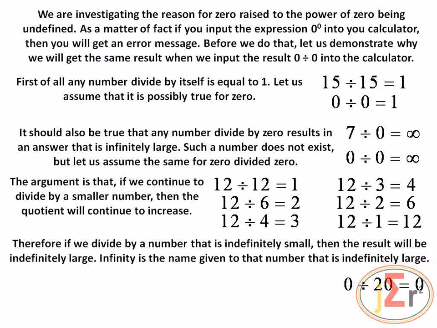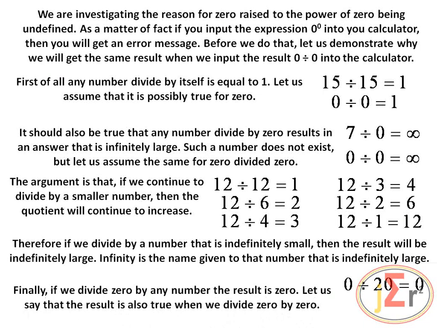What about this one? Another one, 0 divided by 20 is equal to 0. Finally, if we divide 0 by any number, the result is 0. So let us say that the result is also true when we divide 0 by 0. 0 divided by 0 is equal to 0.